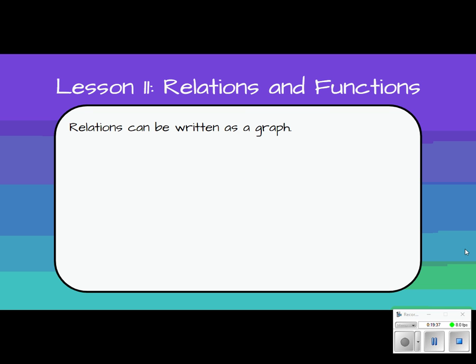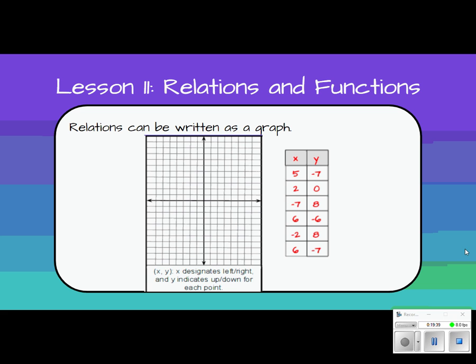A relation can be written as a graph. So we can graph these. I have my table here, and so if I have a coordinate plane, I can graph 5, which means I go to the right 5, and -7 means I go down 7. 1, 2, 3, 4, 5, 6, 7. So I'm down here for this one.